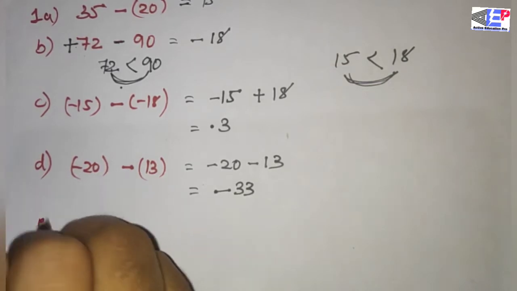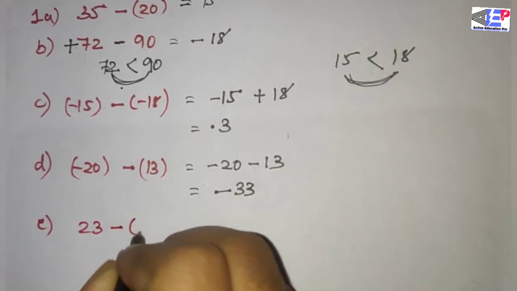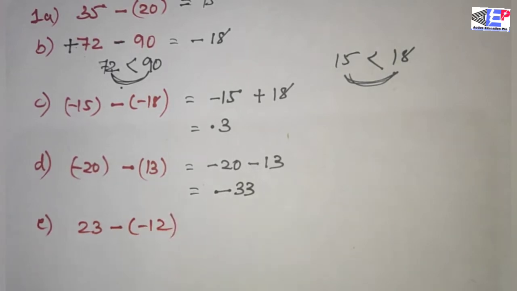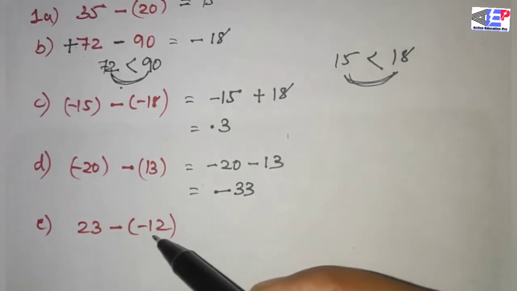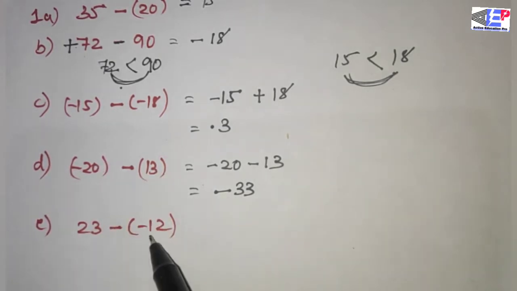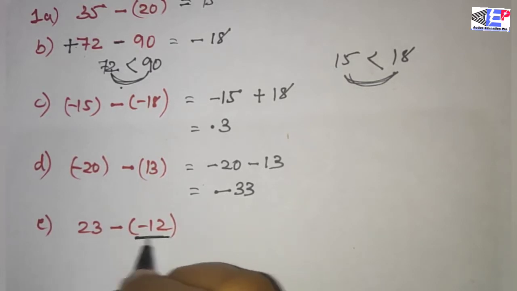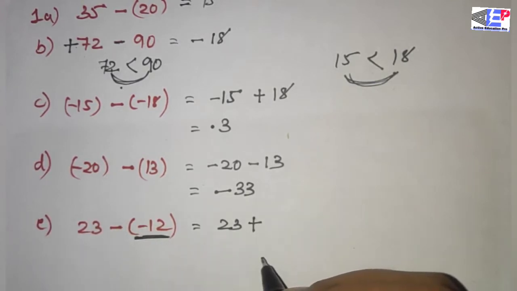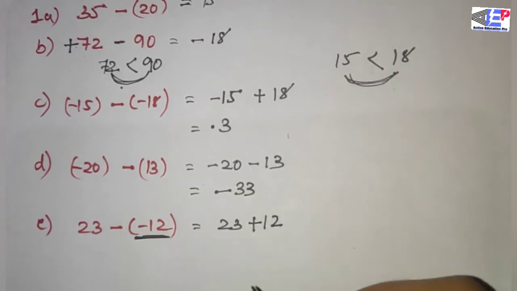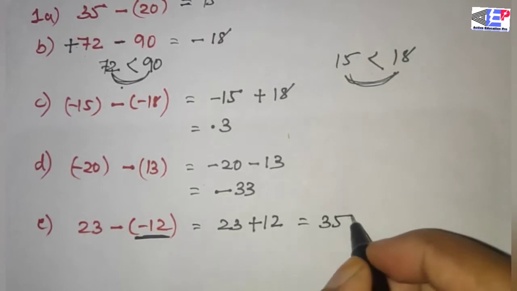Next bit, 23 minus minus 12. In the above case, we subtract a positive integer from a negative integer. But in this question, we subtract a negative integer from a positive integer. So apply the same sign rule at the time of subtraction. You have to change the sign of this number, minus 12. So this is 23, there is minus 12. So it's a sign change. Otherwise, you can say it's the additive inverse. The additive inverse of minus 12 is plus 12. So 23 plus 12 is equal to 35.